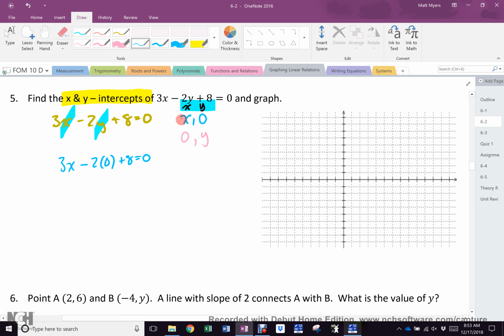0. So when I'm looking for an x-intercept, can I just throw out the y? Can't I? Because it's going to be 0, isn't it? So when I want an x-intercept, I only care about the x value. 3x plus 8 equals 0. Do I have an x value yet? No. What do I got to do to find an x value? Algebra. Minus 8 from both sides. 3x equals negative 8. What does x equal?